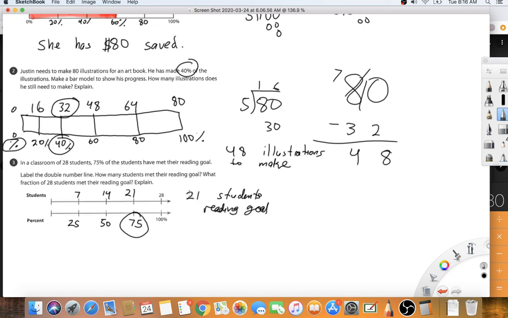Now, next question. What fraction of the 28 students met their reading goal? What fraction? So for example, if I start at 0 here, we have 1, 2, 3, 4. This is the students that met their reading goal. What fraction part would that be? How many parts do we have? 1, 2, 3, 4. So it's fourths. And how many actually met their goal? Which part of the fraction? 1, 2, 3. Only 3/4 of the students met their reading goal.